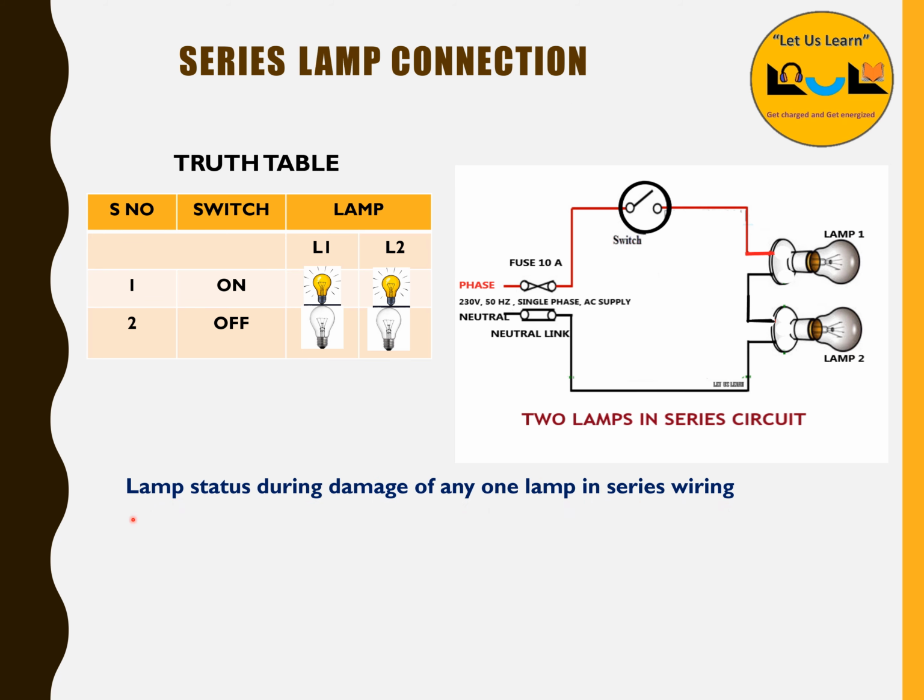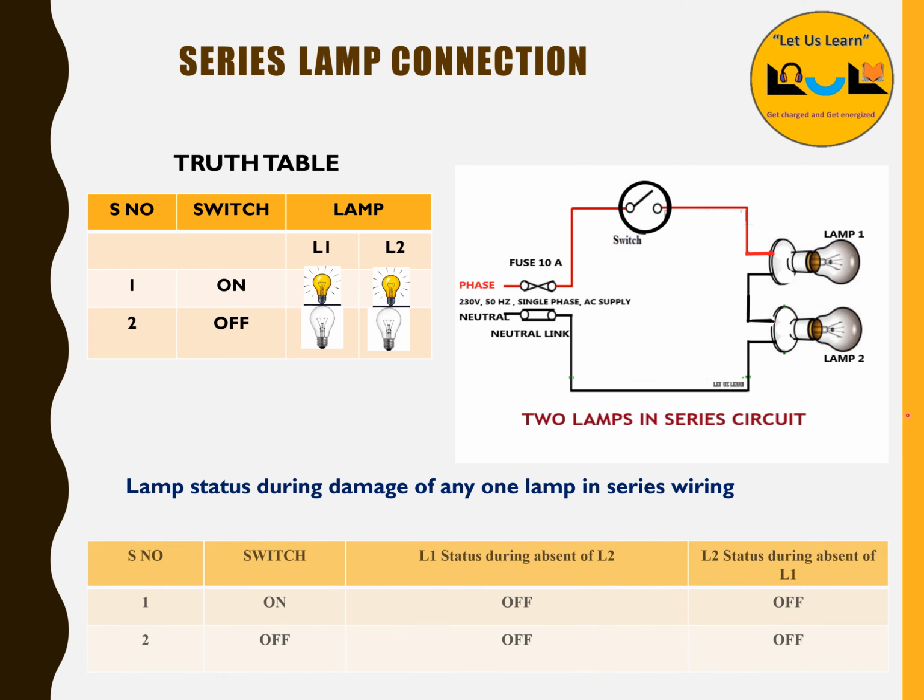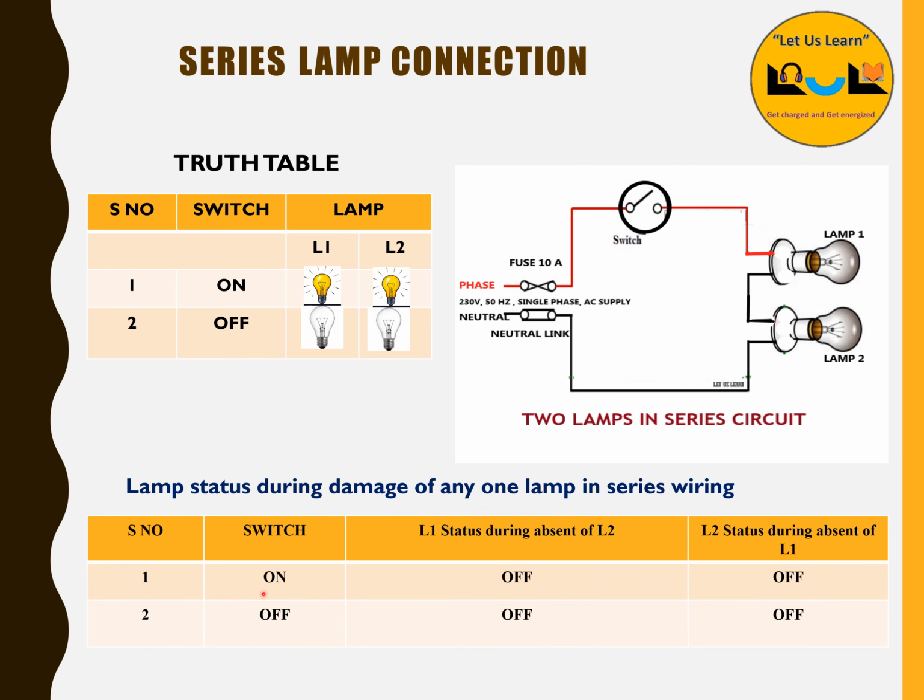Following that, now we are going to discuss the lamp status during the damage of any one lamp in a series wiring. Whenever the switch is in on position, now consider the L1 status during the absence of L2. If L2 is damaged, what is the status of L1? The circuit will become open, so L1 will also be in the off condition.